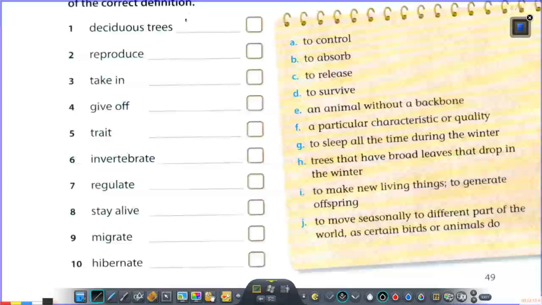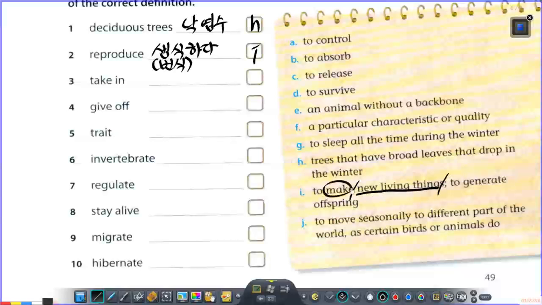Say it, everybody. Deciduous trees. Deciduous tree. 낙엽수. And pick a letter. It's gotta be H. Reproduce. 생식하다, or 번식하다. Yeah, 생산 is okay, but 생식하다, 번식하다. That's gotta be I. To make new living things. 새로운 생명체를 만드는 과정. Generate offspring. I told you, offspring. It means 새끼.